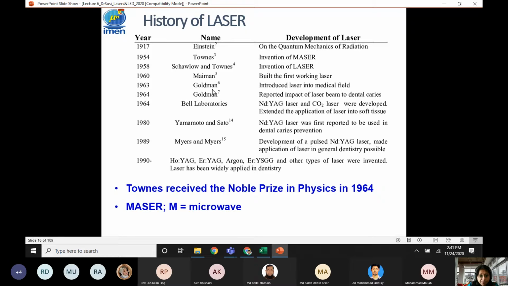And moving on, you can see many other important names in laser: Gould, Bell Laboratories, Myers, Yamamoto, and so forth. And from 1990 onwards, the laser has been widely applied in many other fields, including medicine, dentistry, and so forth. Okay.